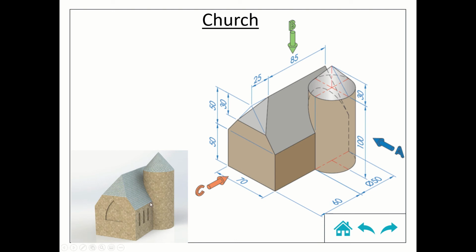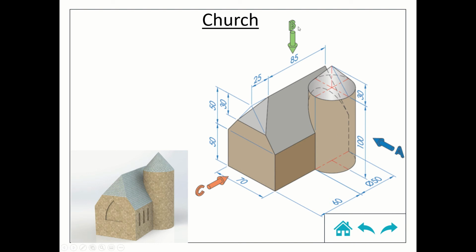We can also see that the interaction between our tower and our roof, this curve that we have here, is going to be mostly hidden away from view when we look in from the front. So it's actually going to appear as a hidden line. But aside from that, the approach that we're going to take is essentially the same approach that we take in our previous ones. First thing we do is identify the views.